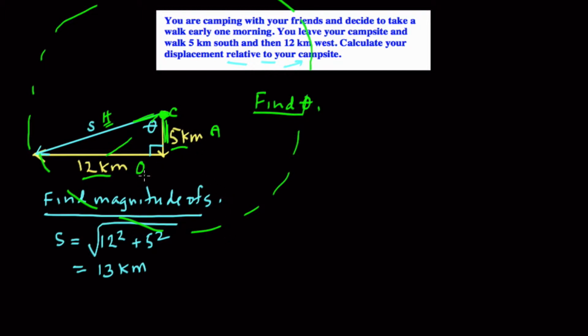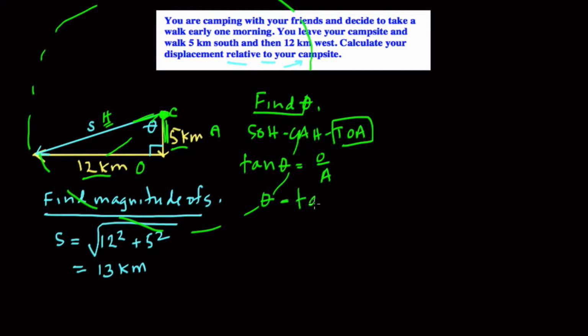So what trig function has opposite and adjacent? We'll write out SOHCAHTOA. And it's the tangent function that has opposite and adjacent in it. So my first step is going to be to write this out. Tangent theta is opposite over adjacent. I don't want to know the tangent of theta, I want to know theta. So I'm going to isolate that by taking the inverse tangent of both sides.